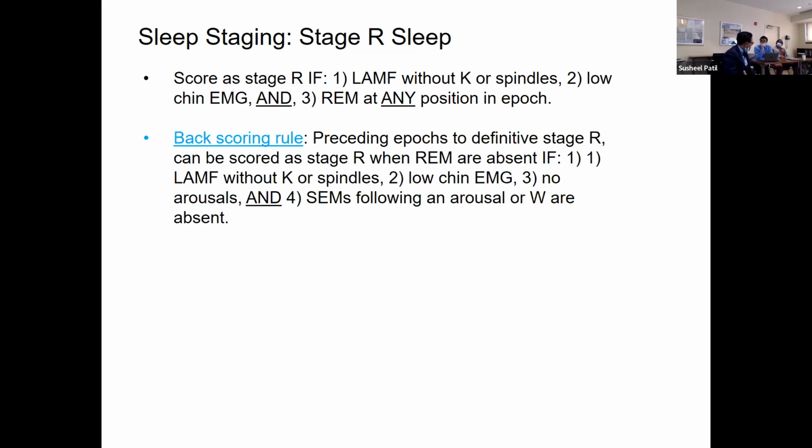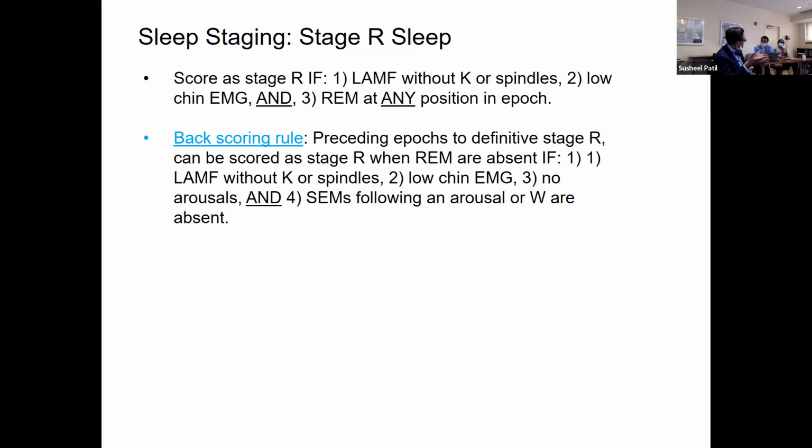So there is what's called back scoring. Once you find what you call unequivocal REM, we go backwards, so we can continue to score REM going backwards even when rapid eye movements are absent, if there's low amplitude mixed frequency activity without K complexes or spindles, low chin EMG, no arousals, and slow eye movements following arousal are absent.